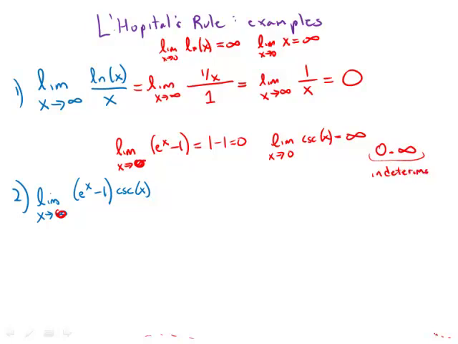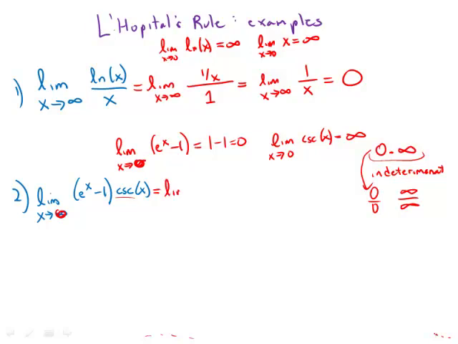And the way we handle this is we need to rewrite this 0 times infinity either as a 0 over 0 or as an infinity over infinity. We need to write it as one of these two ratios before we are allowed to apply L'Hopital's rule. Well, here it's particularly convenient because we can just take the reciprocal of cosecant. The reciprocal of cosecant is sine.